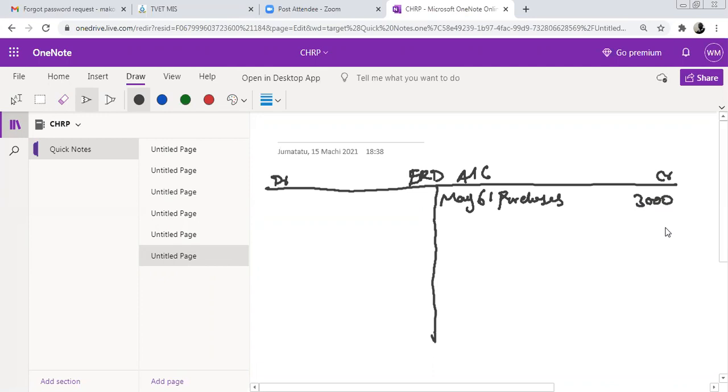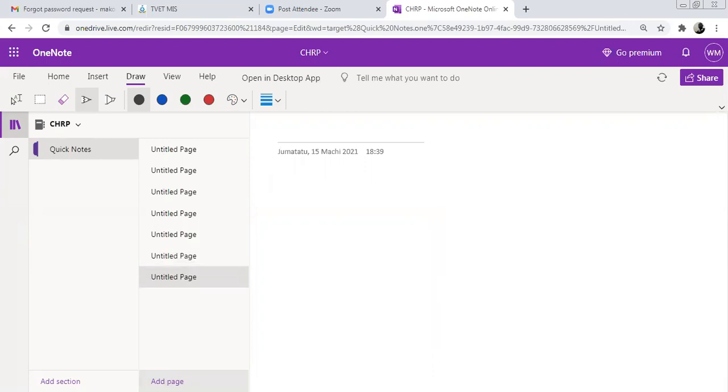The next transaction is on 7th of May, paid wages in cash, 60. So one thing we know is that if it is an expense that is being paid, we shall open the account for that expense. We shall open the wages account.